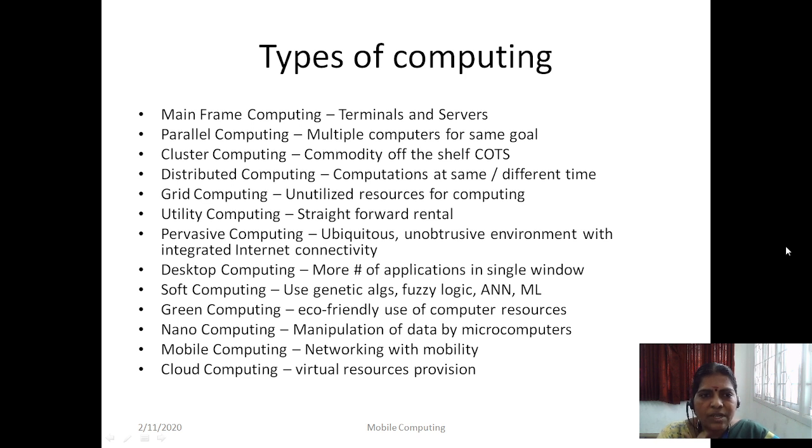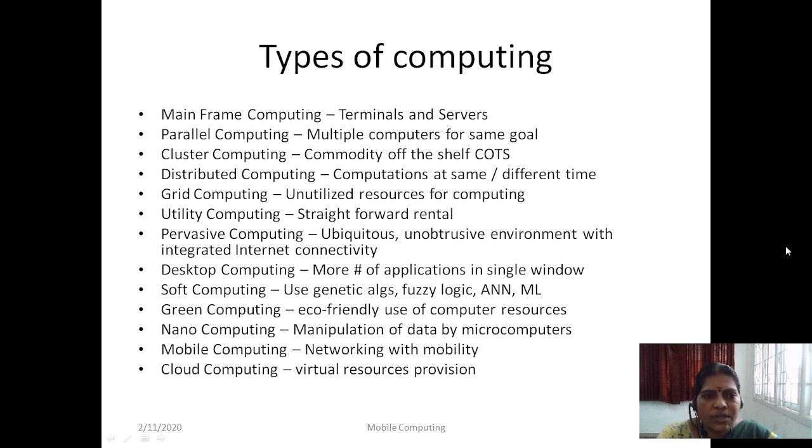After that, we come across parallel computing, as per the evolution of computer systems. In parallel computing, we use multiple computers for the same goal. In order to perform a particular goal-oriented activity, we make use of many computer systems at the same time. This we call parallel computing.